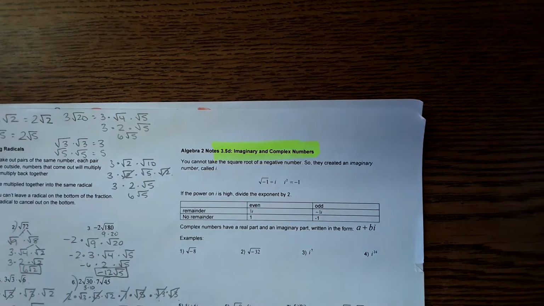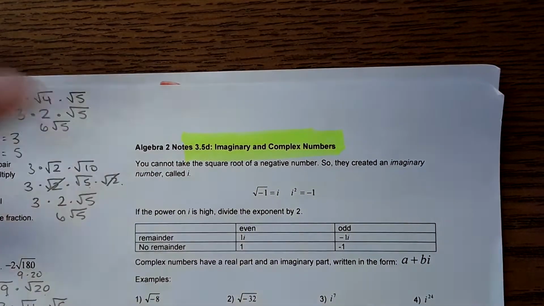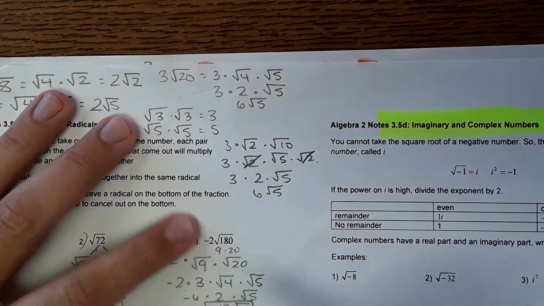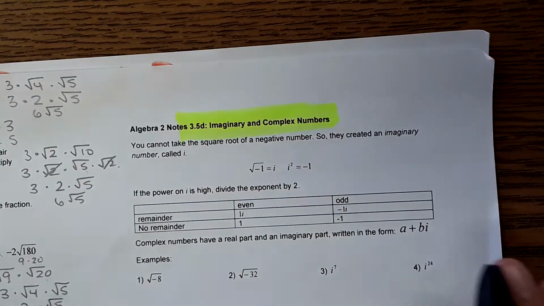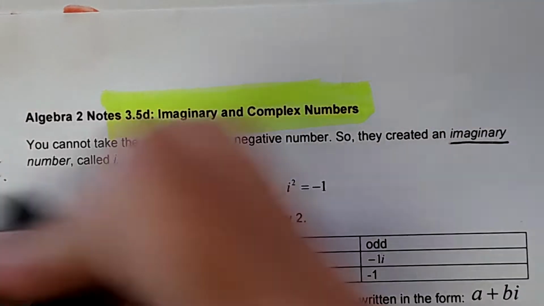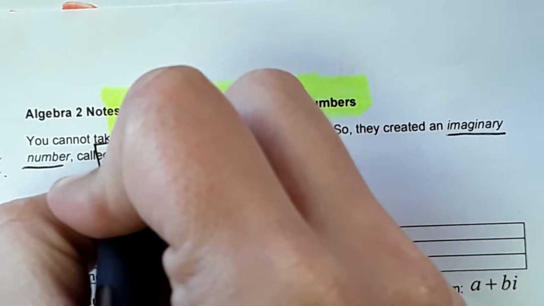Imaginary and complex numbers. Here it says you cannot take the square root of a negative number. Yesterday when we were taking square roots, none of them were negative. In this lesson they are going to be negative, but you can't just take a square root of a negative number, so they made up this thing called an imaginary number. An imaginary number is i.